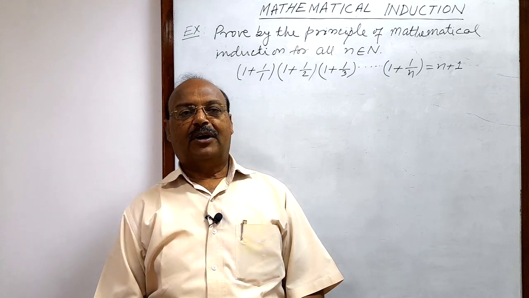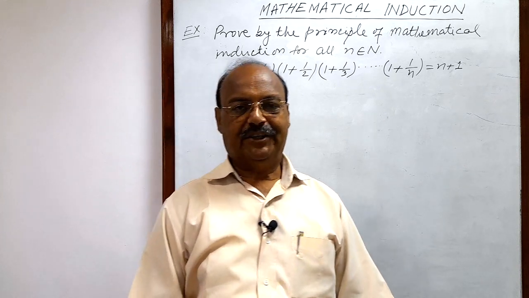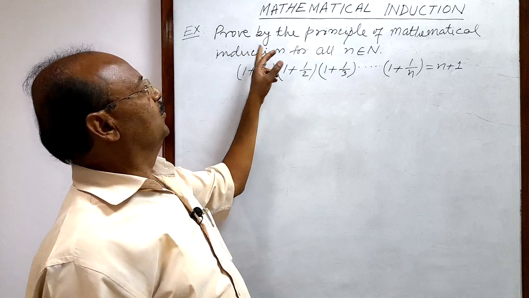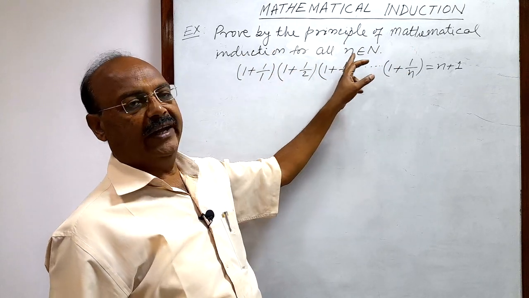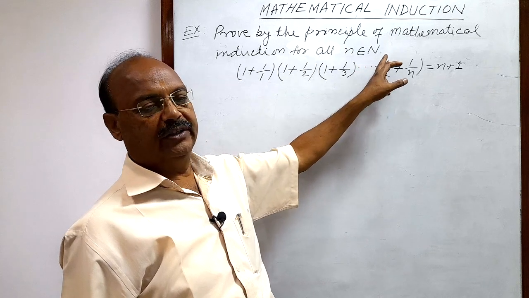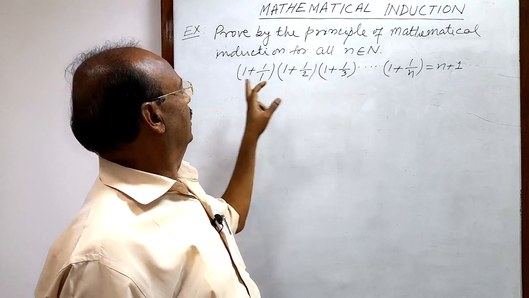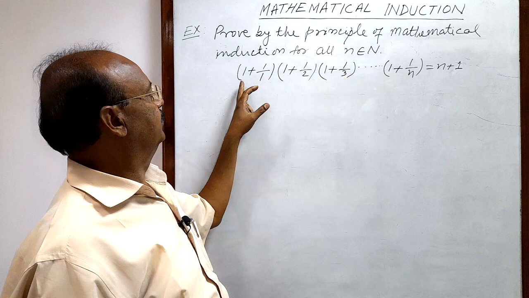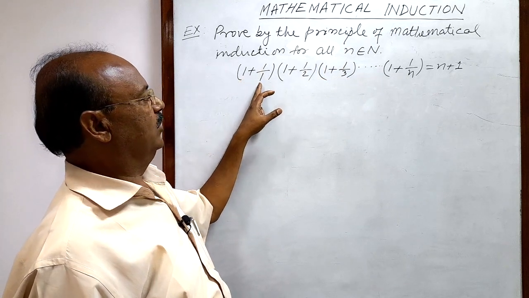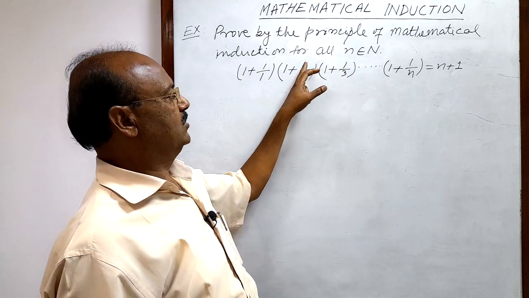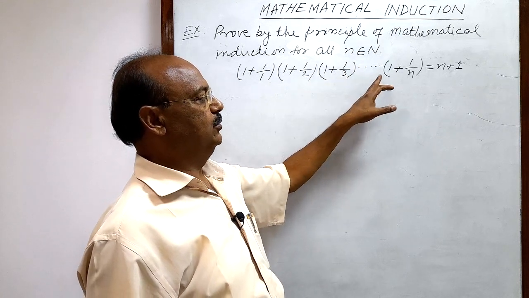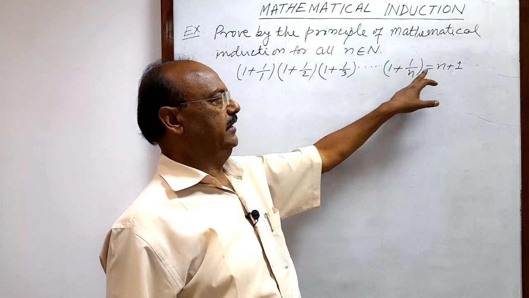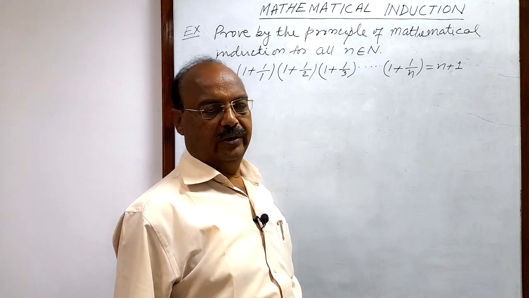Here we will solve a problem from the chapter Mathematical Induction. The question is: prove by the principle of mathematical induction, for all n belonging to the set of natural numbers N, that the statement (1 + 1/1)(1 + 1/2)(1 + 1/3)...(1 + 1/n) is equal to n + 1.